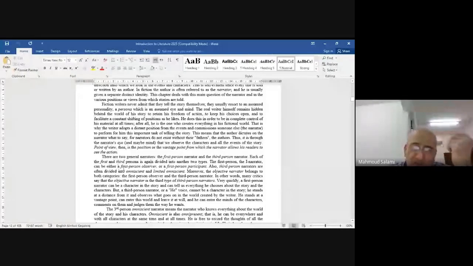So again, to repeat, first person narrator, using the word I, here we call first person observer, meaning who watches the action, or it could be first person participant, meaning a character. So it could be observer character or observer narrator, or could be participant, meaning a character and narrator. And we shall see many examples of that.